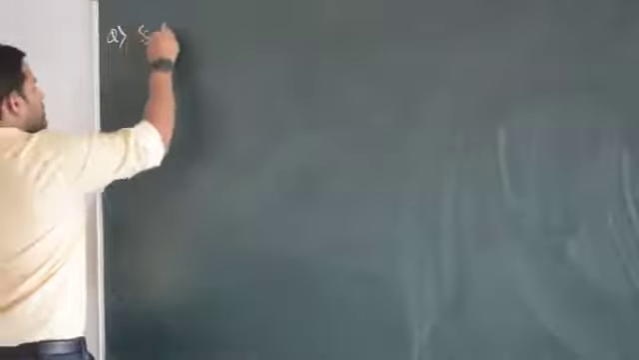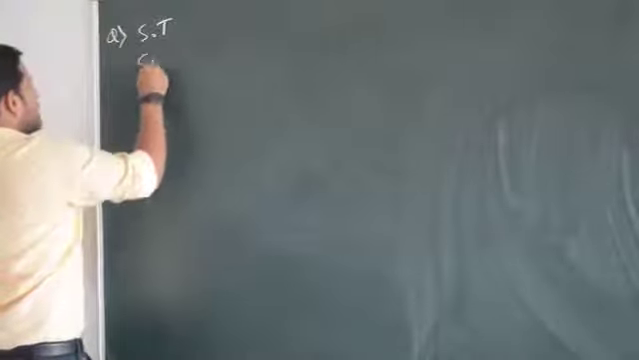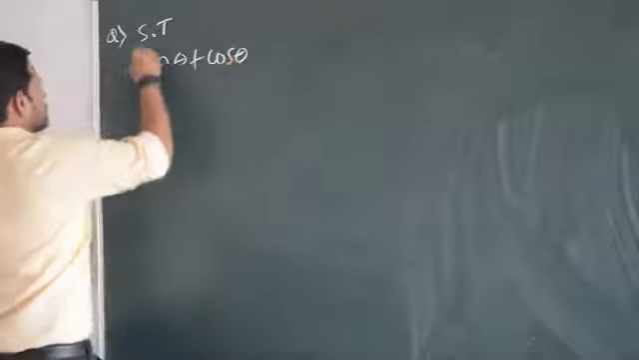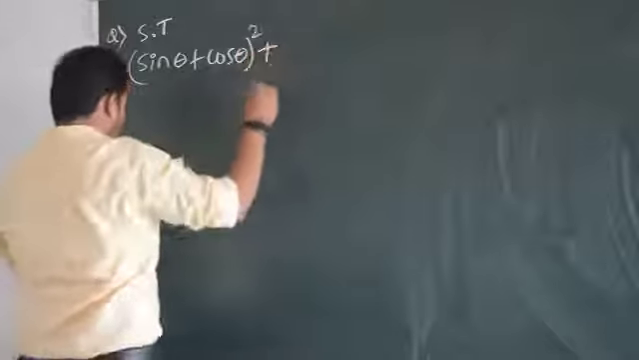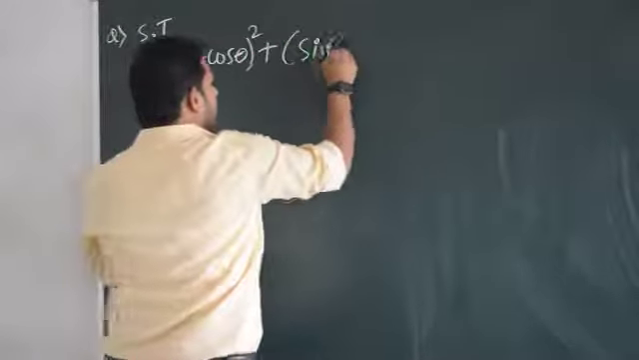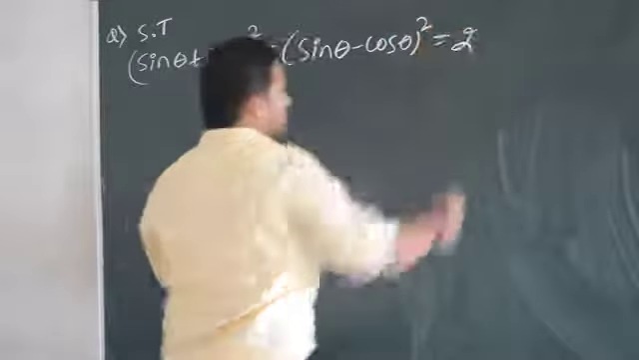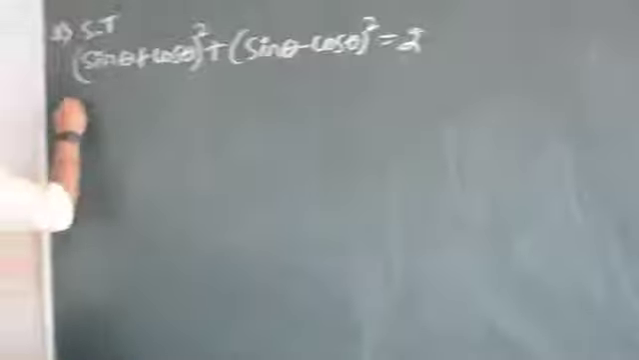Third question, or maybe you can keep on numbering the questions. Next, show that sin theta plus cos theta whole square plus sin theta minus cos theta whole square is equal to 2. This is the question. Okay, now LHS.